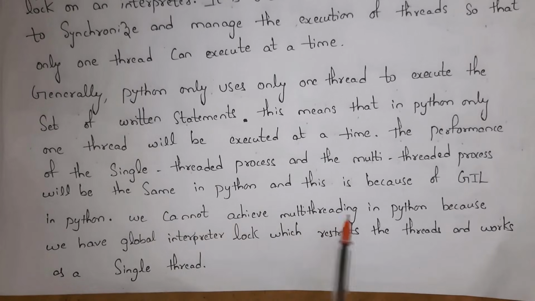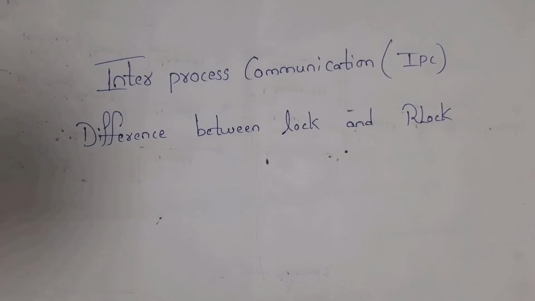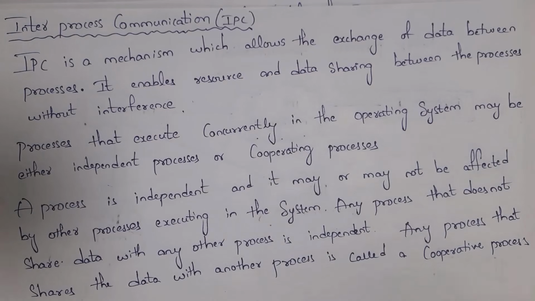We cannot achieve multi-threading in Python because we have the global interpreter lock, which restricts the threads and works as a single thread. Multi-threading means executing multiple threads at a time, which we cannot do in Python because Python contains the global interpreter lock. Next I will explain what is inter-process communication.